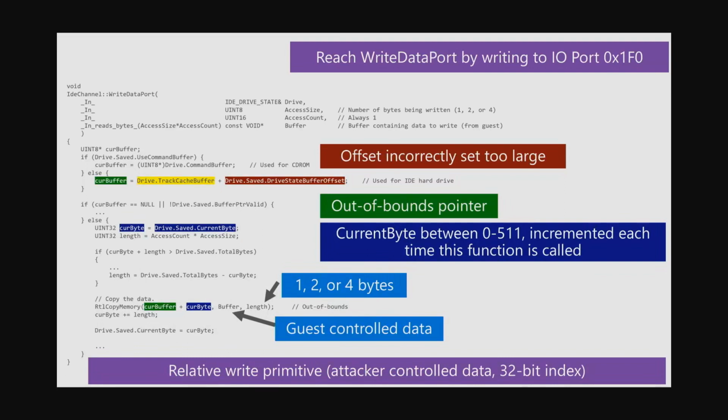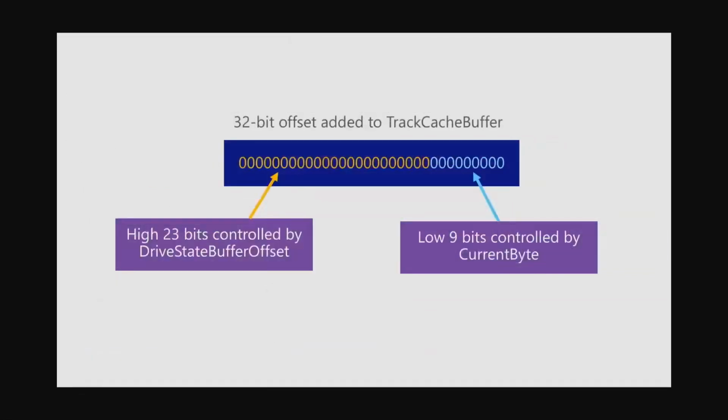Now what this function ends up doing is it adds these variables together, the buffer, the drive state buffer offset, and that current byte, and it uses that as the destination for a memcopy. And the source of the memcopy is the attacker controlled data that was specified to be used in the IO port write. So you have a relative write primitive here with an attacker controlled 32-bit offset and attacker controlled data.